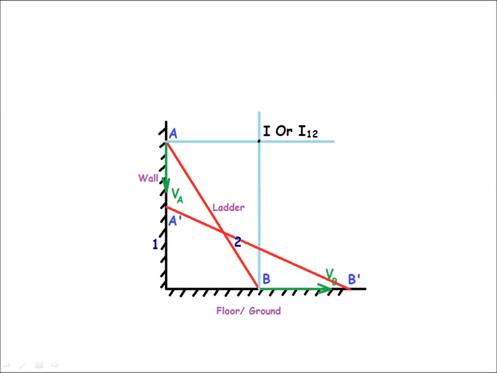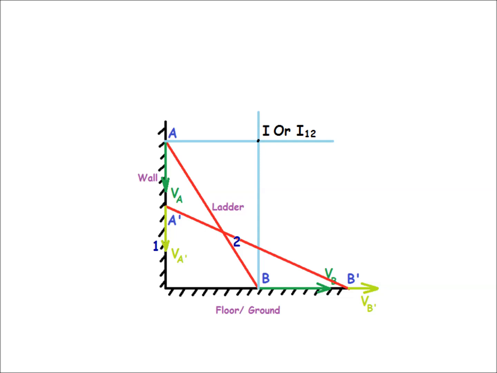Upper end of ladder will slide in downward direction against wall, and lower end of ladder will slide towards right side against floor or ground. After some time, ladder will take new position A dash B dash. Velocity at point A dash, that is VA dash, will be in downward direction, and velocity at point B dash, that is VB dash, will be towards right.